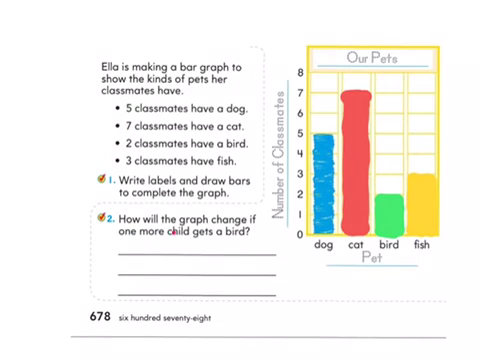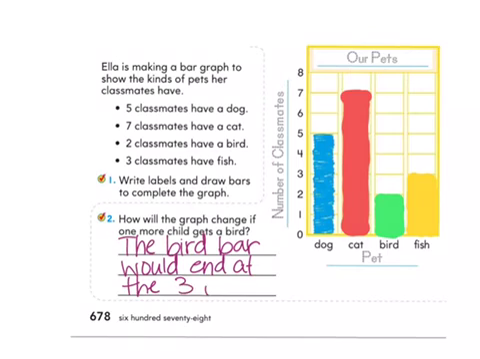So now, how will the graph change if one more child gets a bird? Well, if one more kid got a bird, that would mean 3 kids have a bird. So the bird bar would end at the 3 instead of the 2. So that's what we're going to write. The bird bar would end at the 3 instead of the 2.